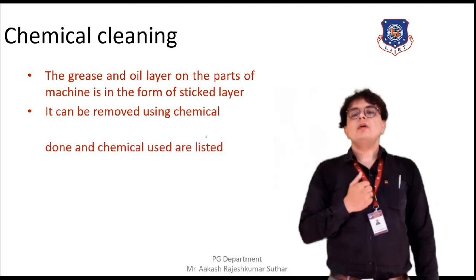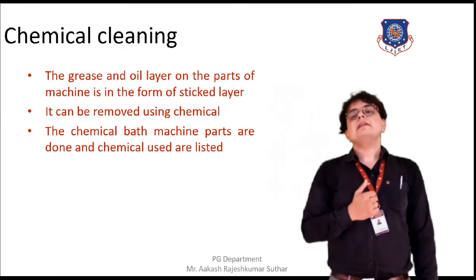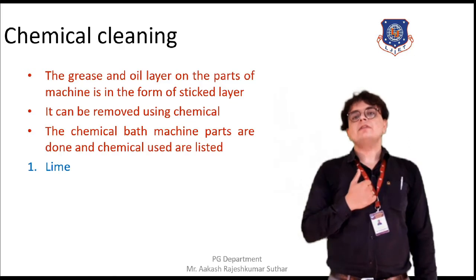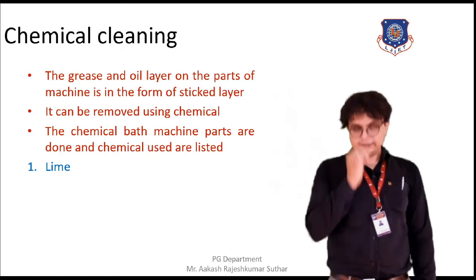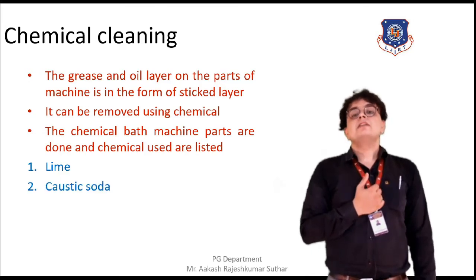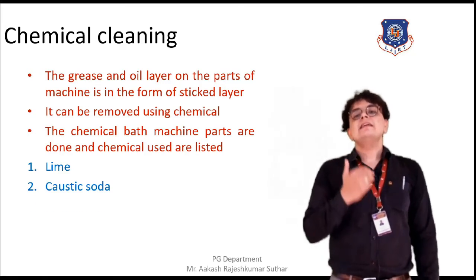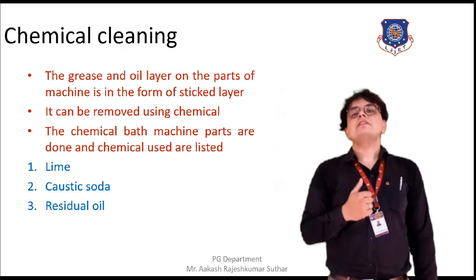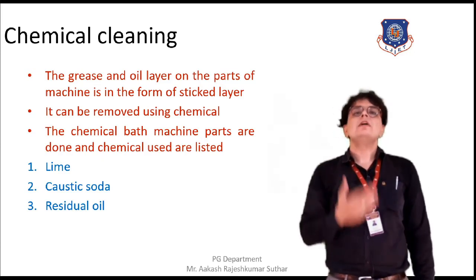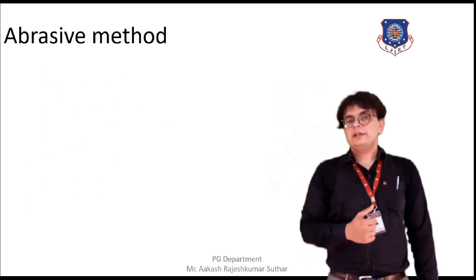Now let's see what are the different chemicals used for this chemical cleaning. The first is lime, which is used for the removal of the oil and grease layer. Next, caustic soda is also used for the removal of the oil and grease layer, and parallelly the residual oil is also used for the removal of the oil and grease layer from the outer surface of the machine parts. So this was the chemical method.